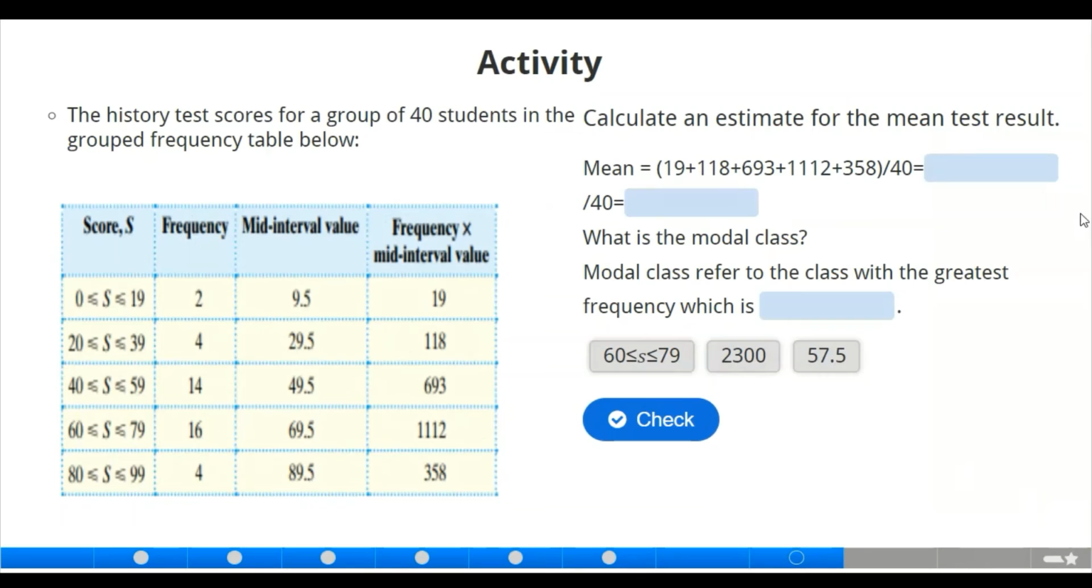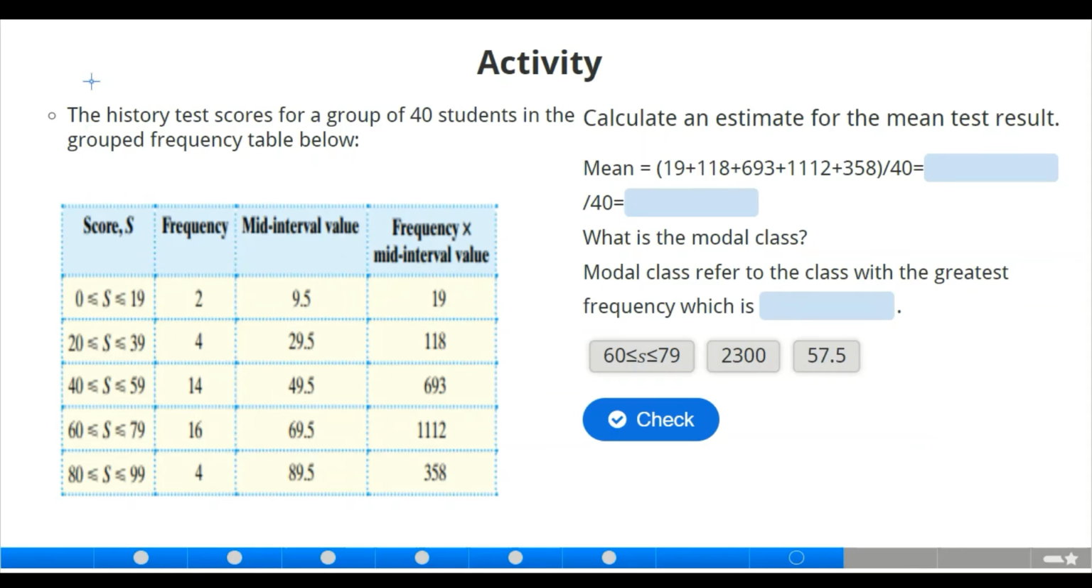Okay, so the history test course for a group of 40 students in the group frequency shown below. So you can say that instead of a specific number, what we have here is a class interval. So we have the frequency to be 2, 4, 14, 16, 4, and it's already calculated. I'll show you how we can get the mean value.